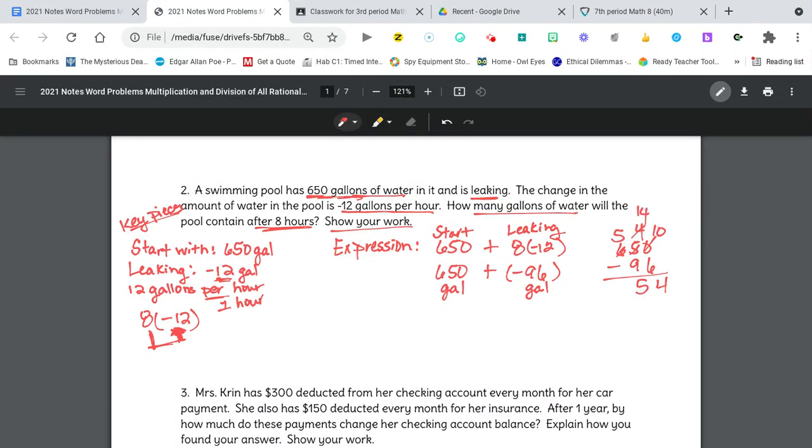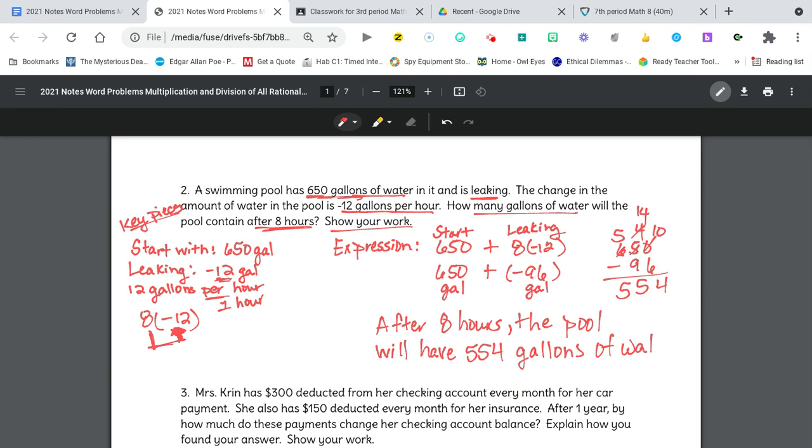Some of you are just going to take the more common sense approach. So after 8 hours, the pool will have 554 gallons of water. Just going to write it in a complete sentence form. Okay, that's one way of doing it. Another way, I'm going to erase this, guys.